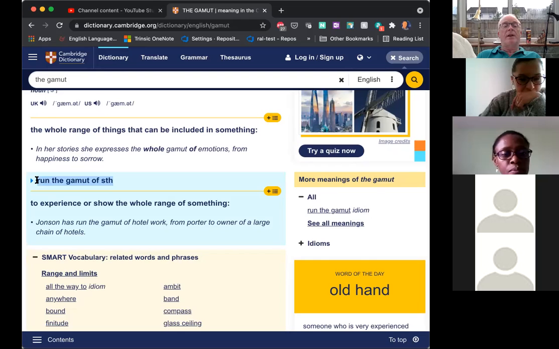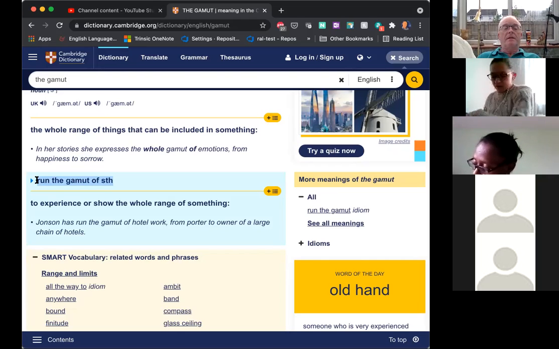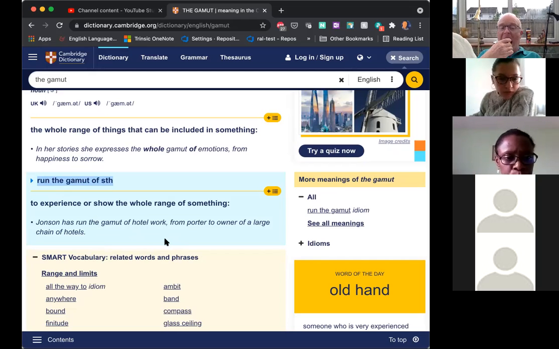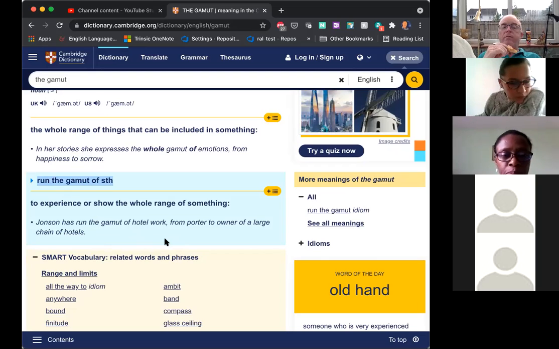This is another good expression, run the gamut of something. To experience or show the whole range of something. Johnson has run the gamut of hotel work, from porter to owner of a large chain of hotels. Common expression. Good one to know.